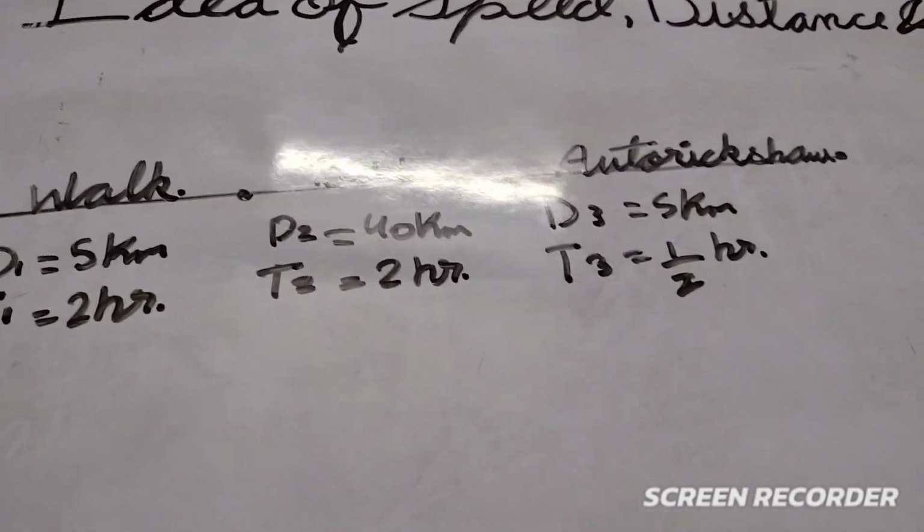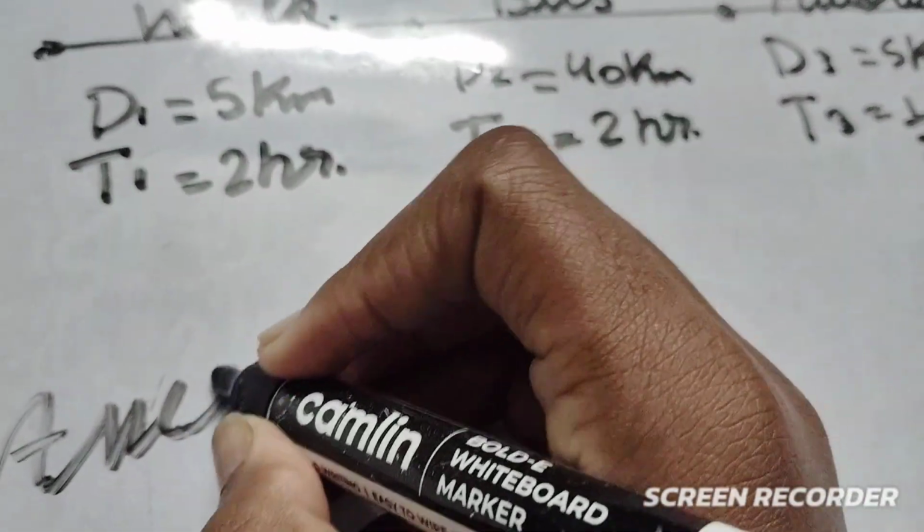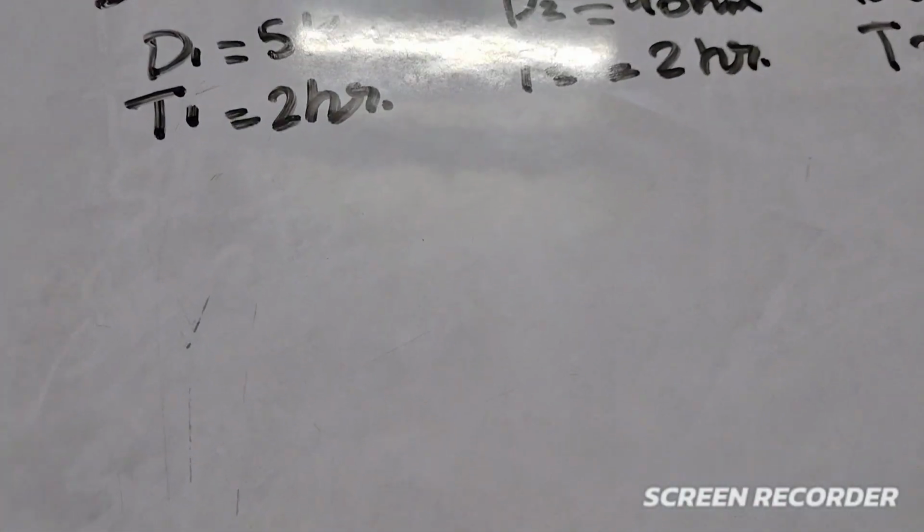So all the things are written, and to take out the average, I think the marker is gone. Wait, I will try the next marker. The next marker is also not working. So we will use this marker only.